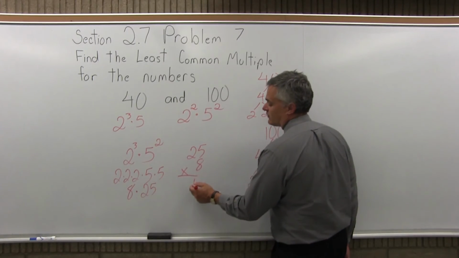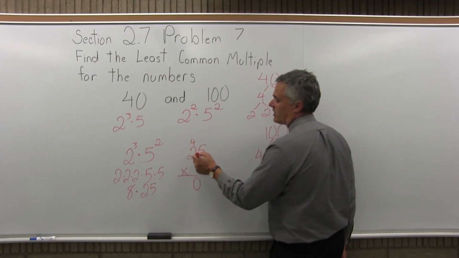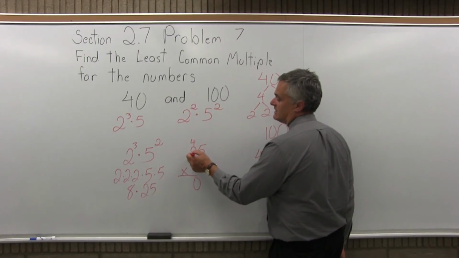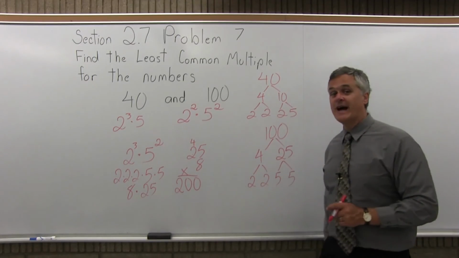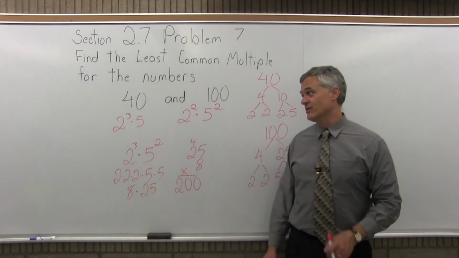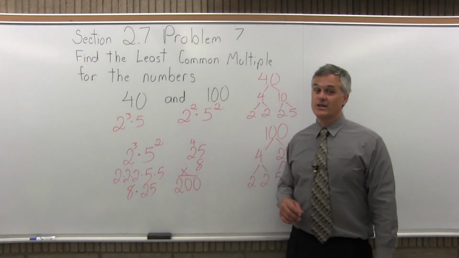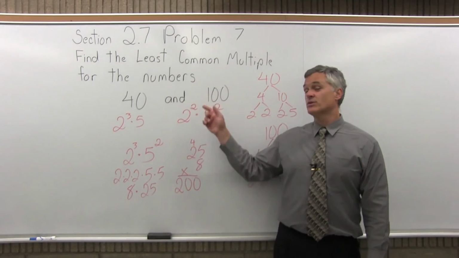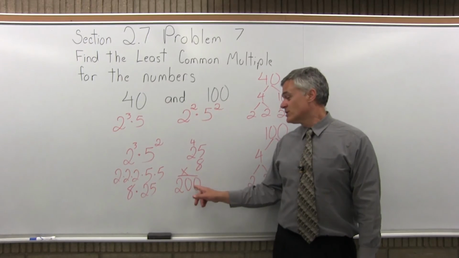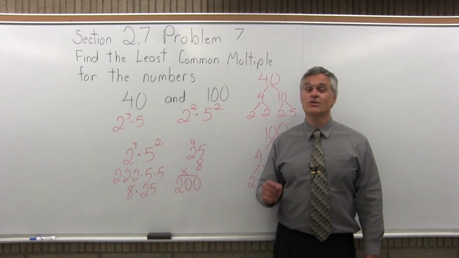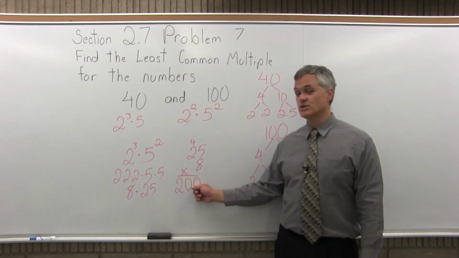8 times 5 is 40. Write the 0, carry the 4. And then 8 times 2 is 16. 16 plus the 4 we carried is 20. So it's 200. That's really the lowest value that both 40 and 100 divide into evenly. So they did both go into 400 evenly, as I predicted in the beginning of the problem, but it turns out that 400 is not the smallest value. There's a value even a little smaller than 400, just 200.